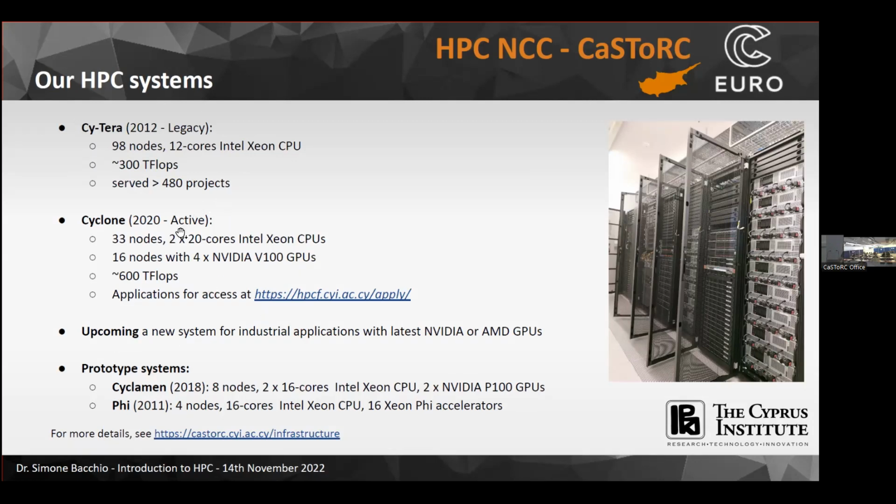So this is more a prototype system that you can use, and we use it in our research. Then there is Cyclone, the system meant for production, and you can get preparatory access by writing an application. And as you can see, it's bigger. It has 16 nodes with 4 NVIDIA GPUs each, and 33 nodes which have only CPUs.